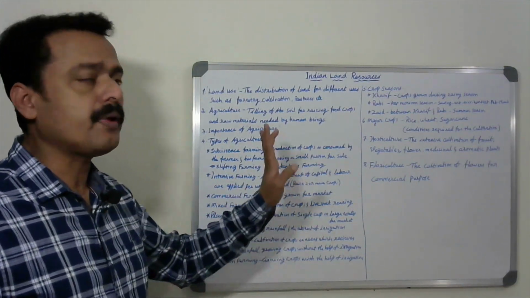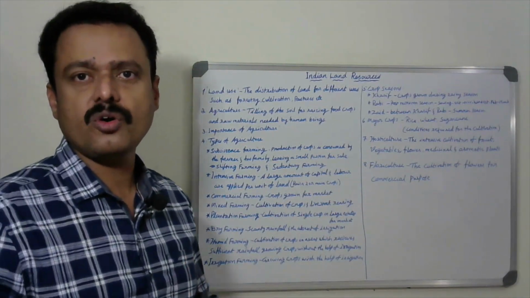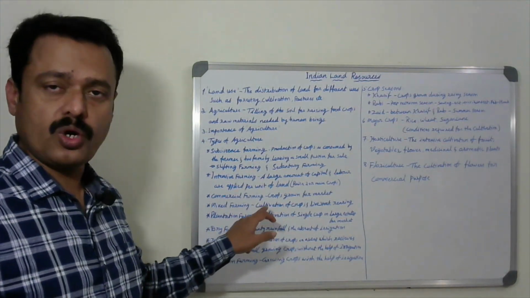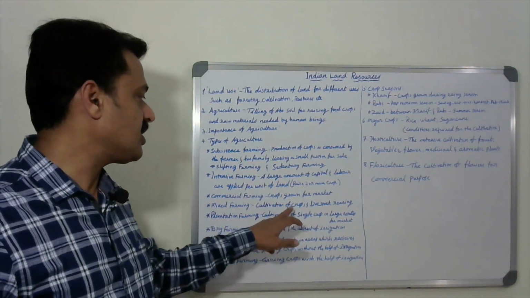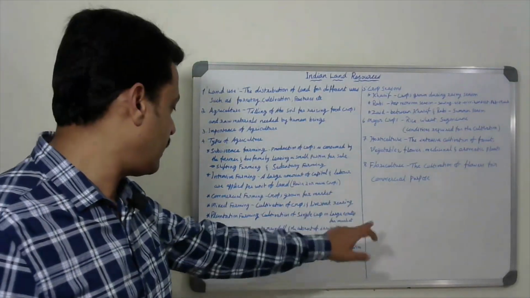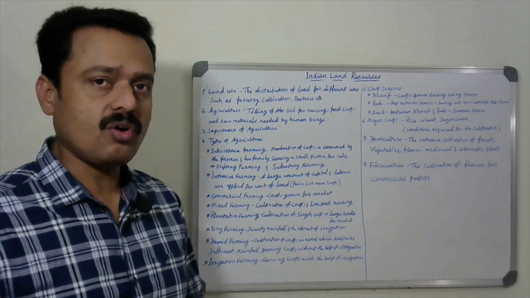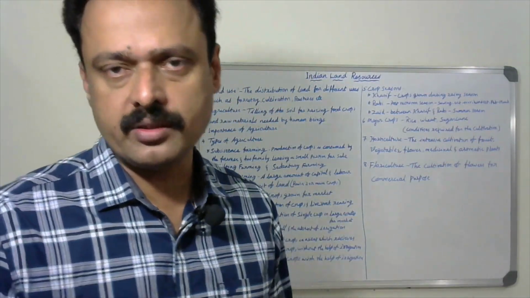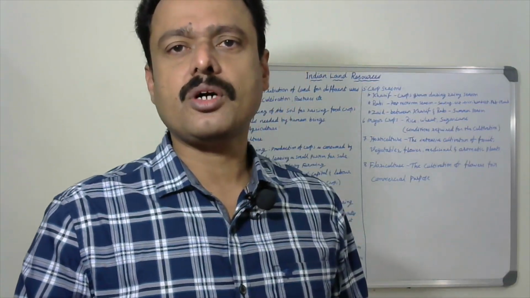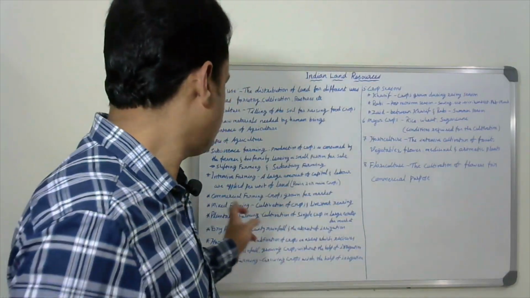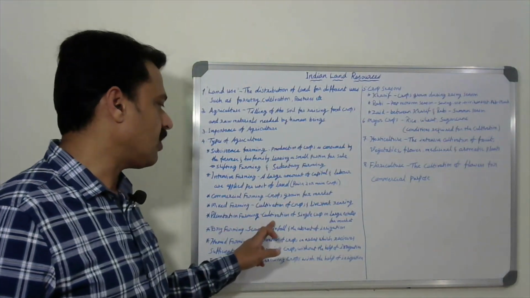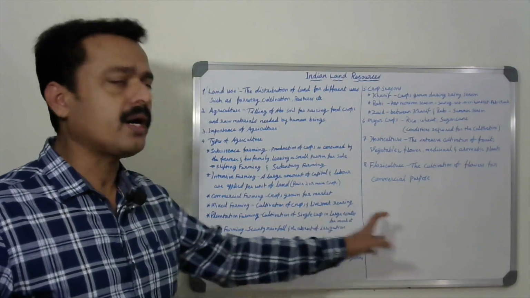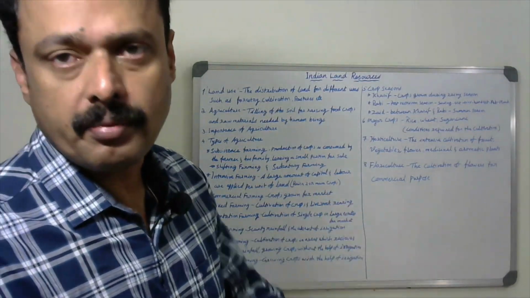And then commercial farming: crops grown for market purpose, crops grown for sale. Mixed farming is different. What is mixed farming? Another important one. Cultivation of crops and livestock rearing together is called mixed farming. Here mixed does not mean growing different types of crops together. And plantation farming: cultivation of a single crop on a large estate for market is called plantation farming.